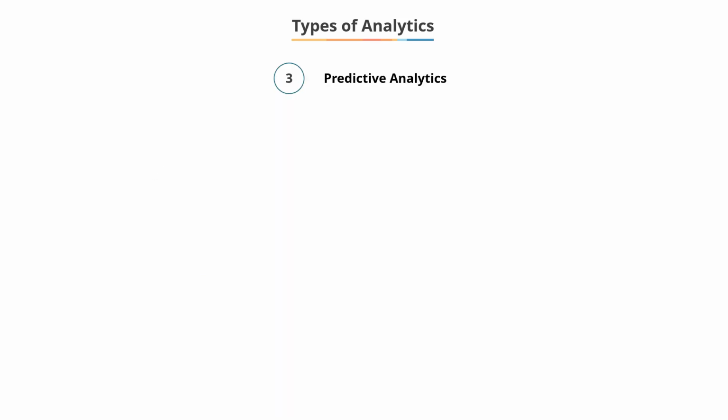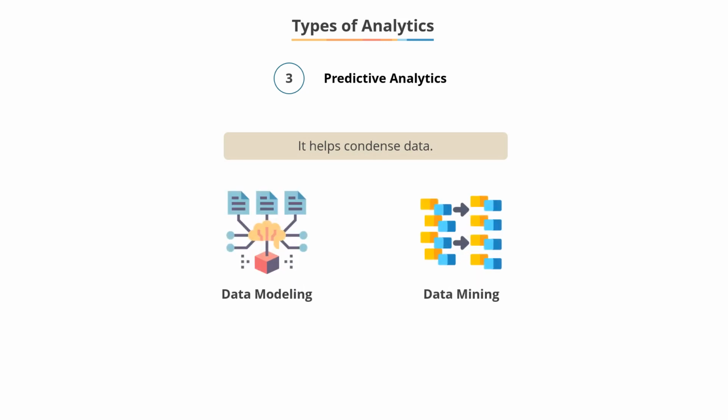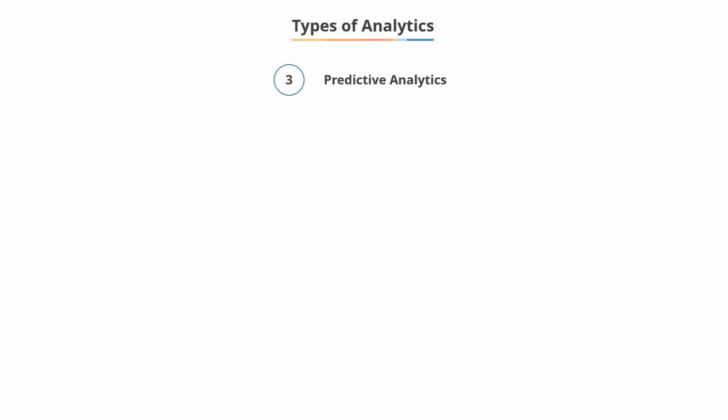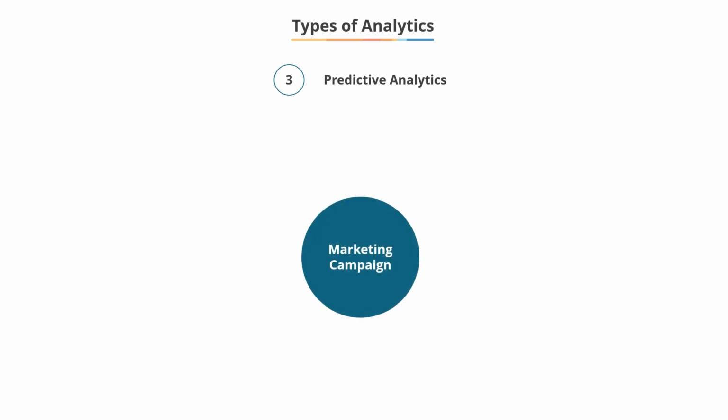Let us now learn about another type, which is predictive analytics. Predictive analytics is another option available to us to condense data. It uses different statistical data modeling and data mining techniques to study the latest and past trends, thereby allowing business analysts and data scientists to make predictions. Here's an example of doing predictive analytics for a marketing campaign. It will look for answers to the following questions.